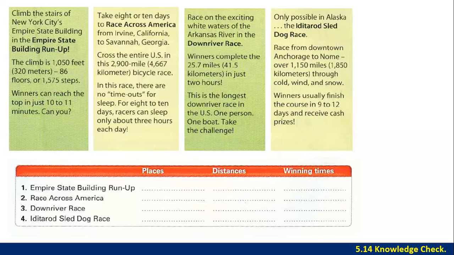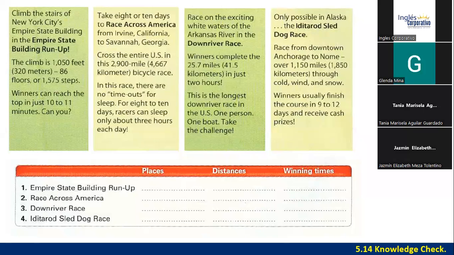And then only possible in Alaska, I think it's Iditarod Sled Dog Race, right? Sled es el cosito ese donde van jalando los perritos, ¿verdad? Race from downtown Anchorage to Nome over 1,150 miles. That means 1,850 kilometers through cold, wind, and snow. Winners usually finish the course in 9 to 12 days and receive cash prizes. Wow, that I like it, okay? Cash prizes.